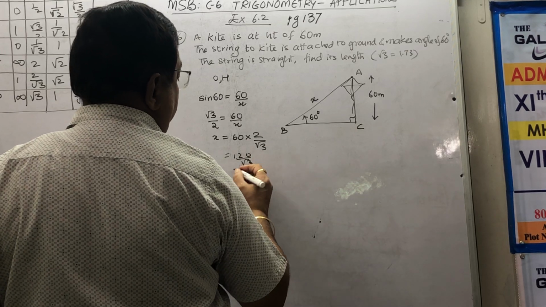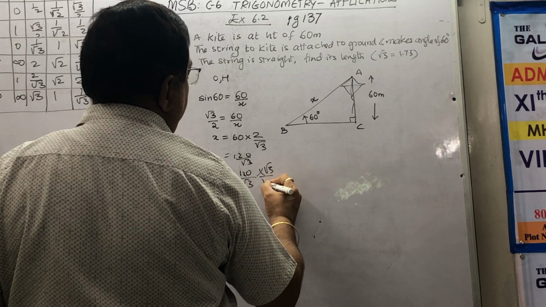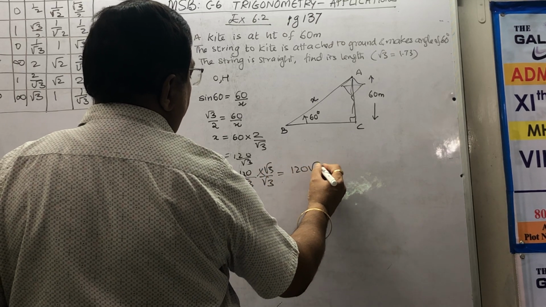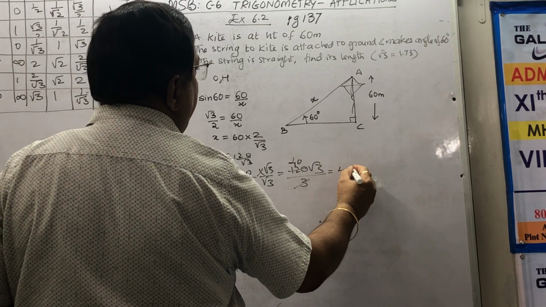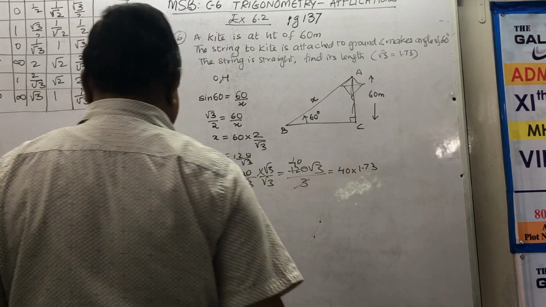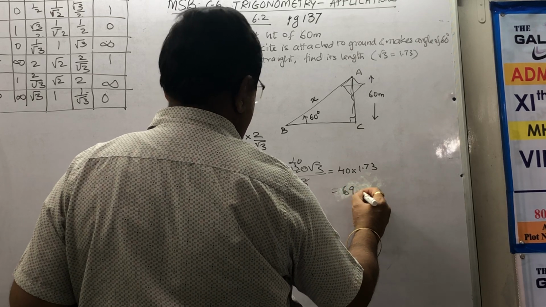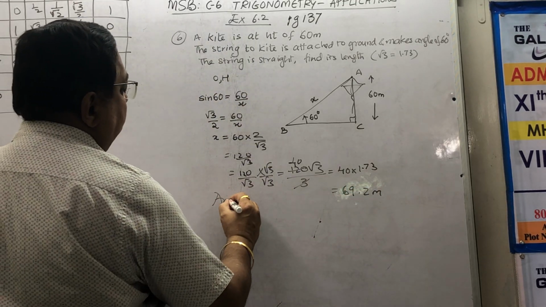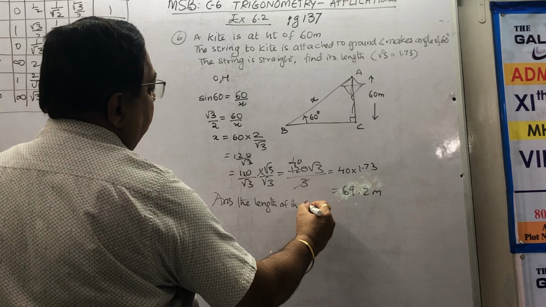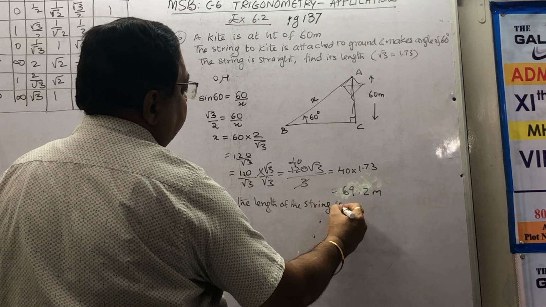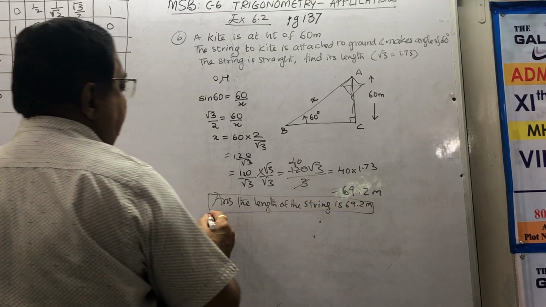Again, I am reminding you, don't divide like that. 120 upon root 3 multiplied by root 3 upon root 3 will give you 120 root 3 by 3. Rationalize the denominator, 40. So I have to multiply 1.73, and when I multiply, I get 69.2 meters. Answer: the length of the string is 69 meters. I have a square box and I will get full marks.